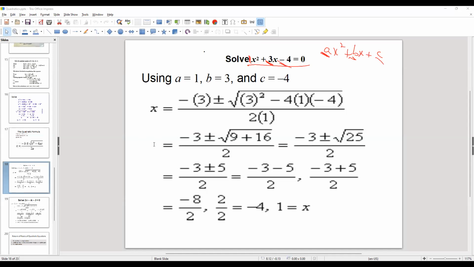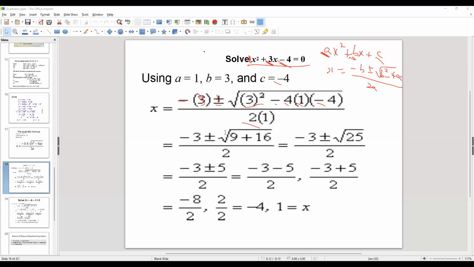And you put it in the formula. So the formula, remember, is x equals minus b plus or minus the root of b squared minus 4ac all over 2a, right? So b is 3, so it's minus 3 plus or minus the root of 3 squared minus 4 times a times c, which is minus 4, all over 2a, which is 2 times 1. And you simplify, you use your calculator. That whole thing under the root turns out to be 9 plus 16, which is 25, right?